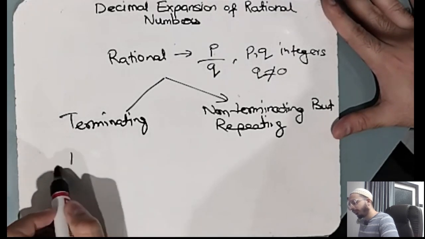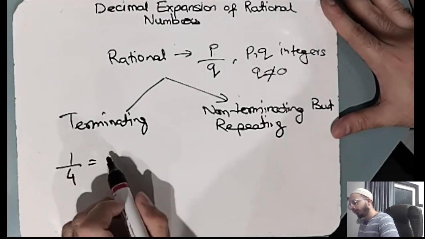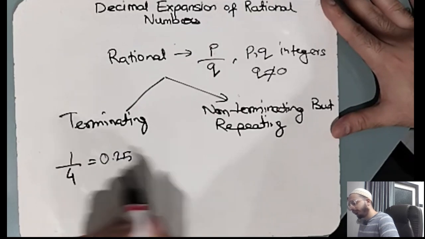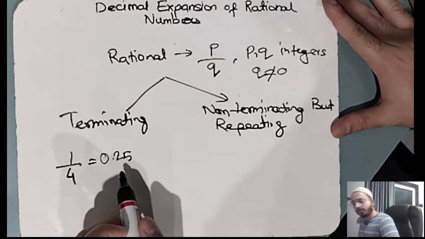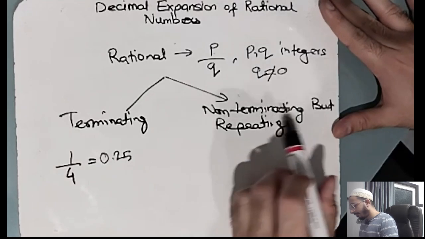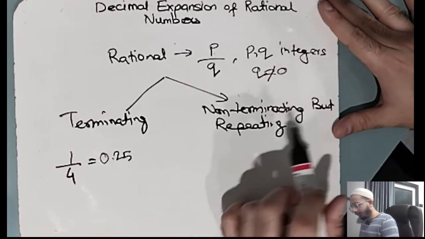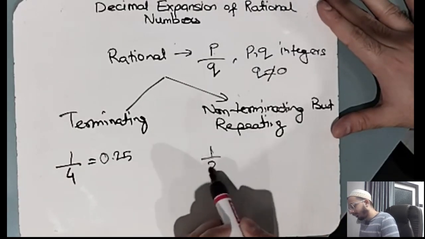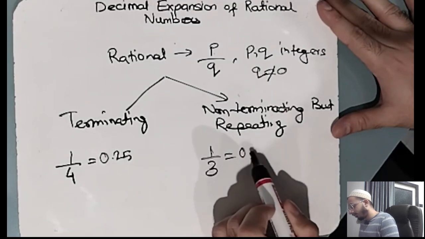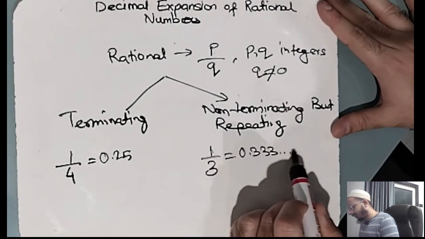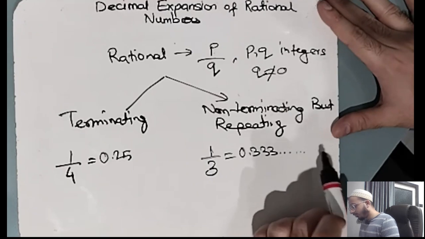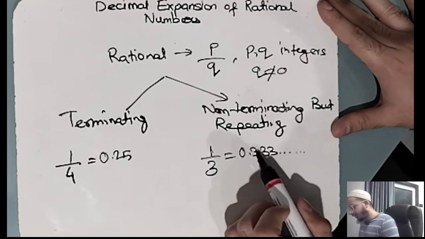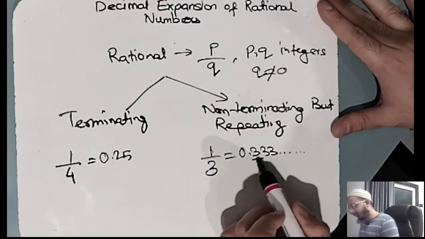So let us take examples of both. For example, 1 by 4. The decimal expansion is 0.25. This is a terminating decimal number because it ends at 5. For a non-terminating repeating, you can take 1 by 3. You get 0.333333. So this goes on forever, and the digit which repeats is 3.